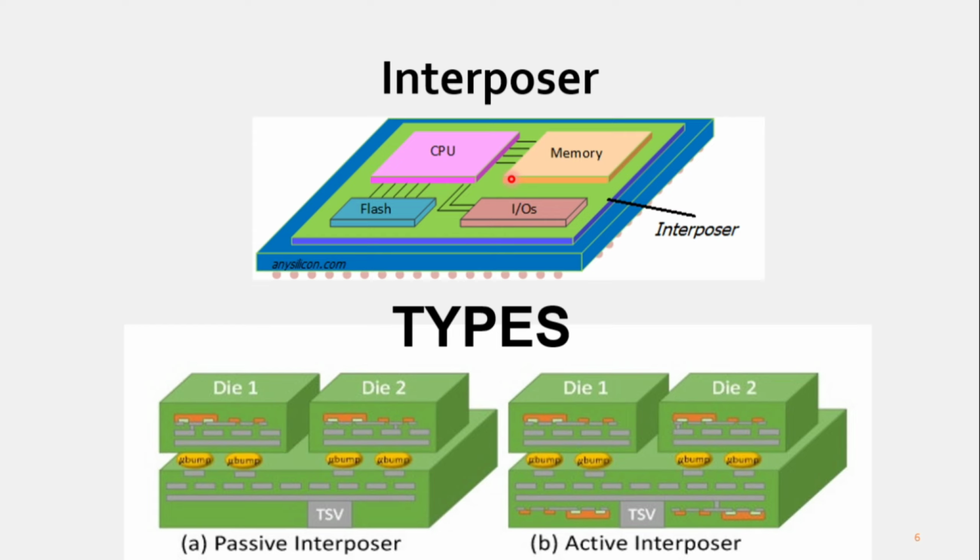The types of the interposer are the passive interposer and the active interposer. Here is the example of the passive interposer, while here is the active interposer. The active interposer has active components under its chip, which is connected to the chip, while the passive interposer has no active components under it.